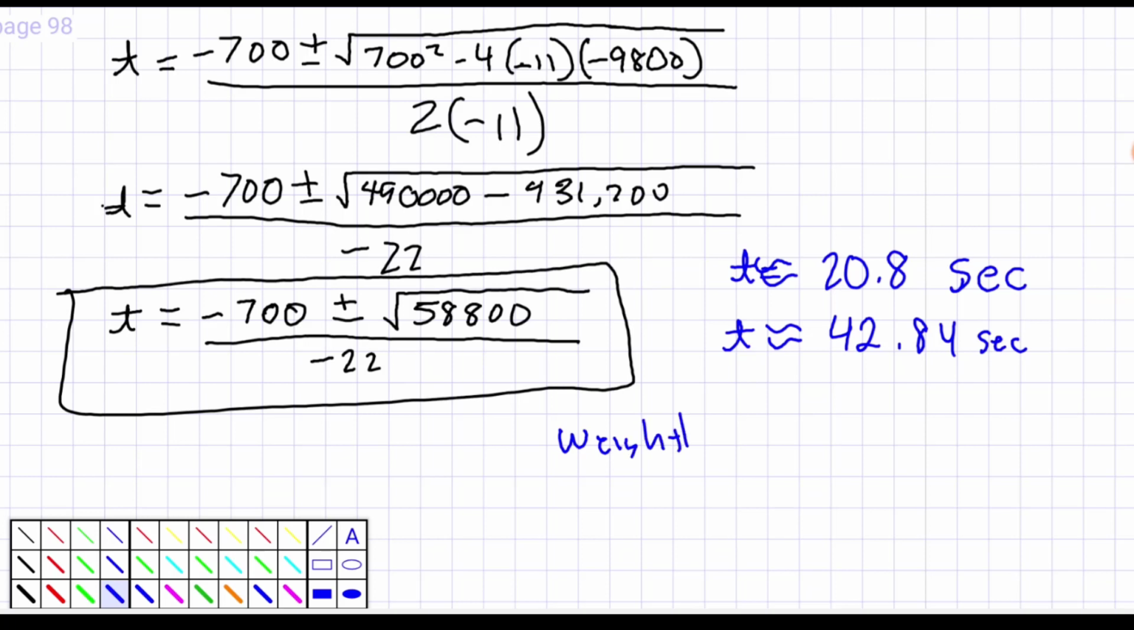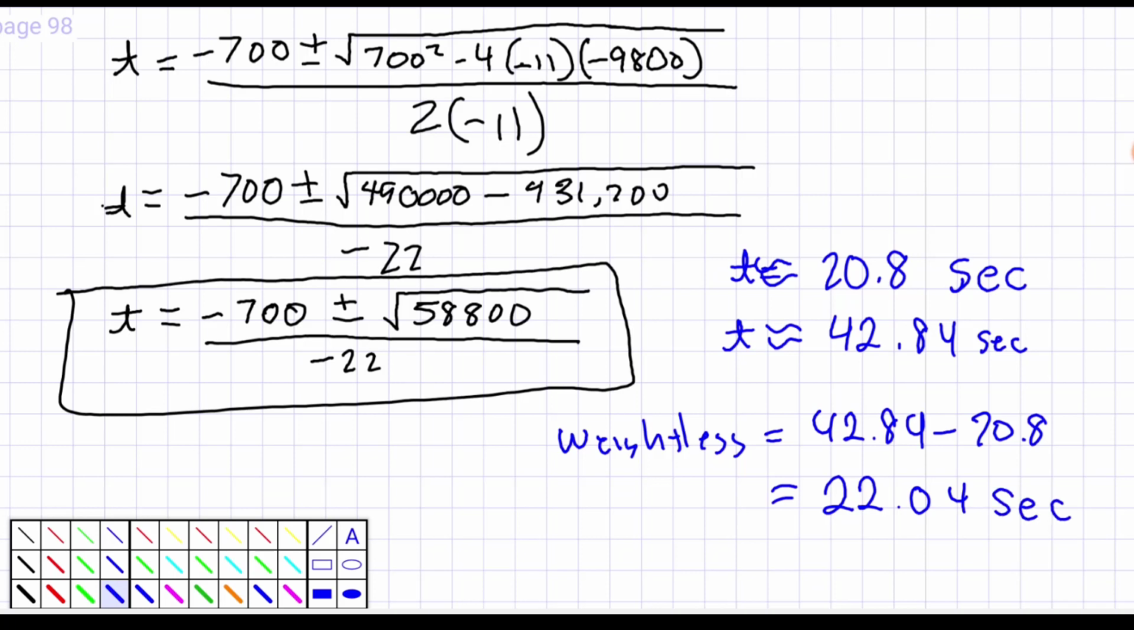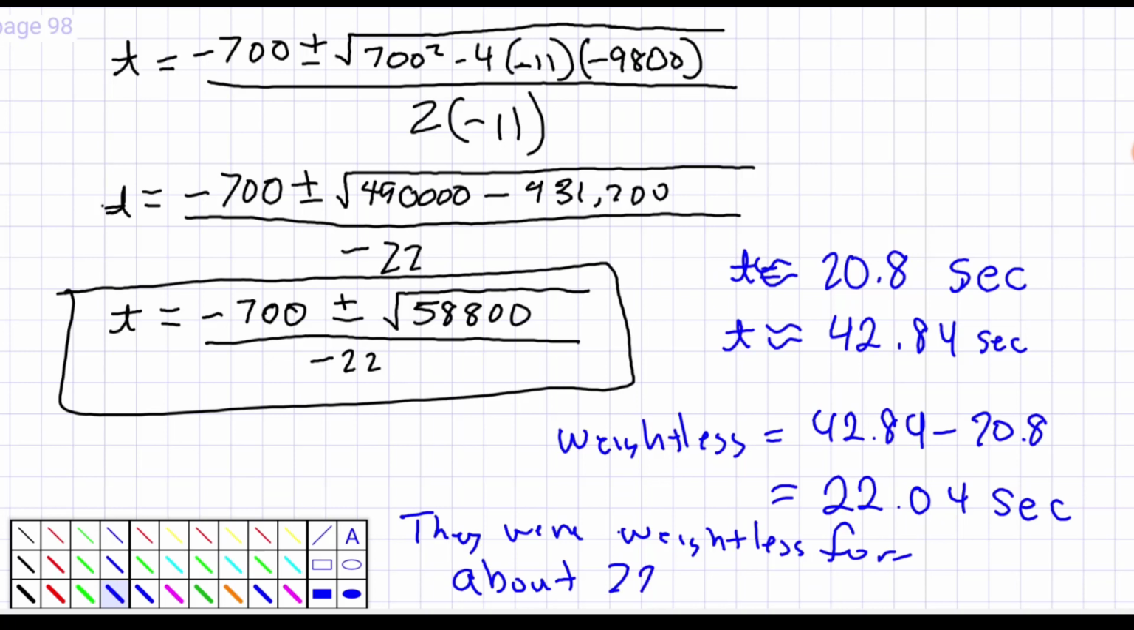Okay, so then how long were we weightless? How long were we floating around, or the NASA pilots floating around? Well, let's subtract those numbers. So what's 42.84 subtract the 20.8 seconds, and we get an answer of 22.04 seconds. So what does that tell us? It tells us that they were weightless for about 22 seconds. Very cool. So again, as the pilots are flying through that path, for about 22 seconds, that's a long time to be floating around in space. All right.